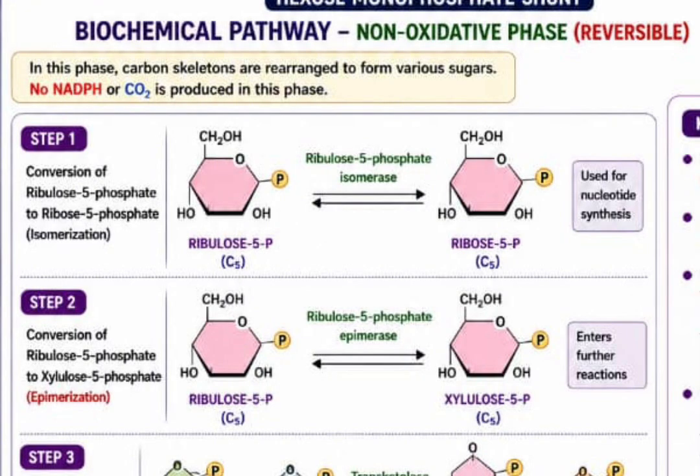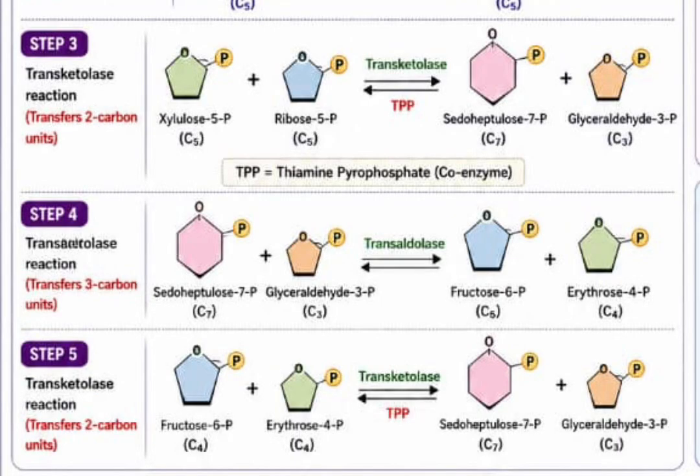So the first step here: what are we doing now? Ribulose 5-phosphate is isomerized to ribose 5-phosphate, which we talked about, and if I epimerize ribulose 5-phosphate, I get xylulose 5-phosphate. So the first part of this non-oxidative phase is what's called the transketolase reaction. What is the transketolase reaction? Very, very important. Now we have ribose 5-phosphate and xylulose 5-phosphate. See it on your screen.